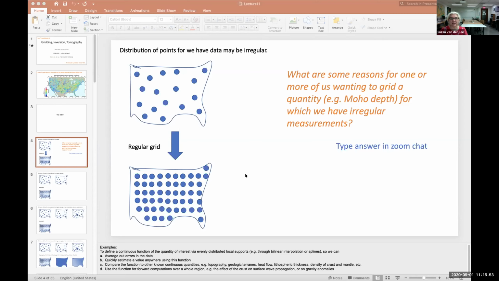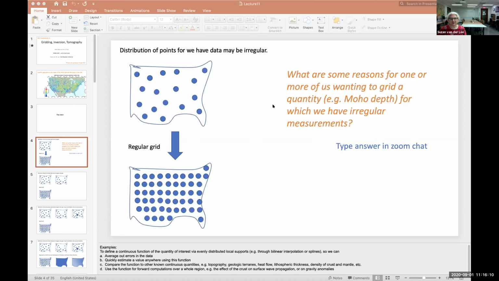Also, to compare the function, in this case of MOHO depth, to other known continuous quantities, for example, topography, or geologic terrains, heat flow, lithospheric thickness, density of the crust and upper mantle, right, as we learned about last week.